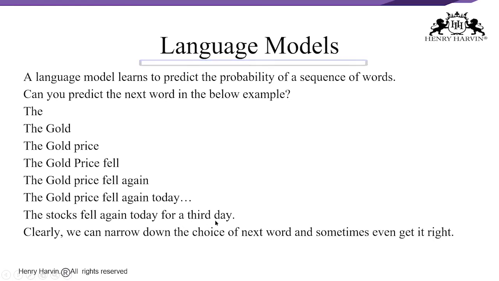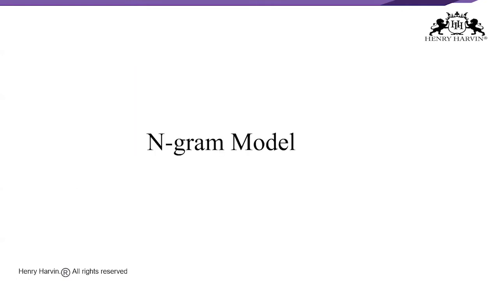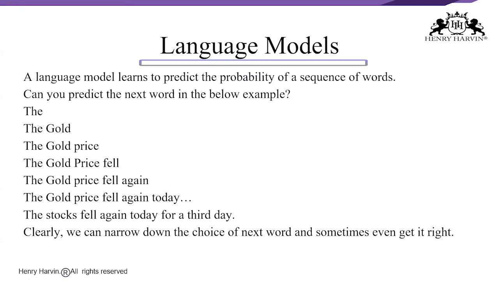When we get to know that it is the third day, or it could be the third minute or whatever it is. For example, "the stocks fell again today for a third". Once it ends, it could be a third day or something else. This is what we are trying to identify. Similarly here, "the gold price fell again". Here also we are trying to predict this. So what are we doing over here? We can narrow down the choice of the next word and sometimes even get it right. Fine, this is what we are trying to understand now.